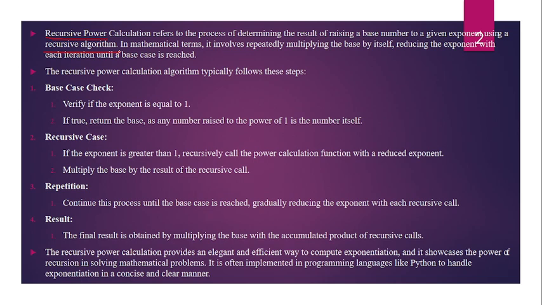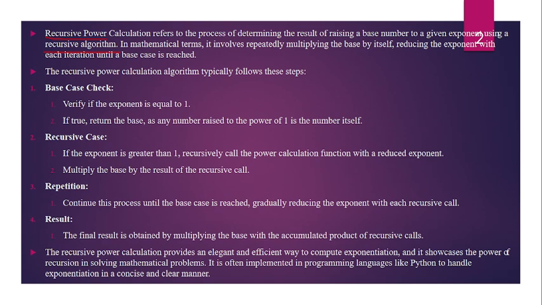Okay, so what is this basically? In mathematical terms, it involves repeatedly multiplying the base with the base itself while reducing the exponent value. For example, I have 2 to the power 3. Every time I multiply, I reduce the value of the exponent by 1. So first it is 2 comma 3, second 2 comma 2, third 2 comma 1, and finally we stop because 2 to the power 1 is 2 itself. That is how this recursive algorithm works.